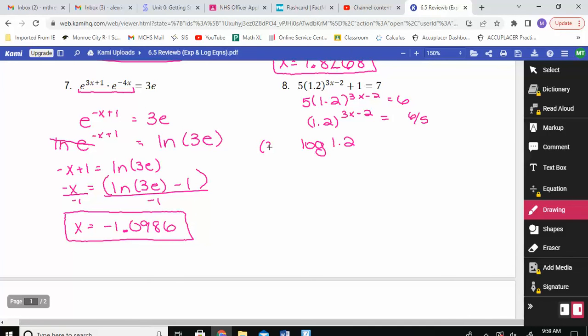So the exponent comes down. Distribute the log. You can either distribute it, or since it's the only x, we could divide it over first. So, it might be faster to divide it, but both will work. Then what would we do? Add the 2 and divide by 2.